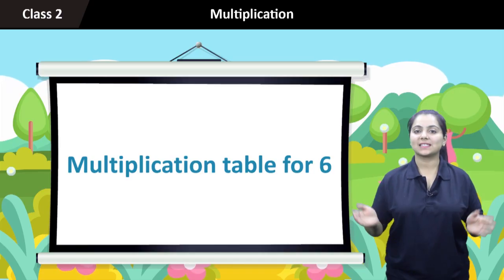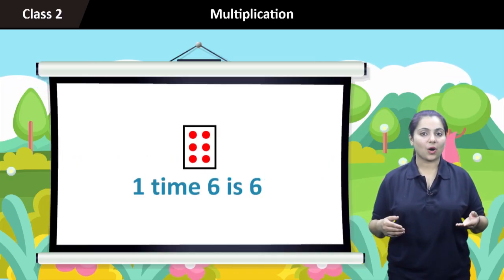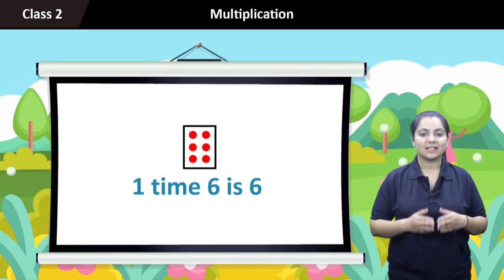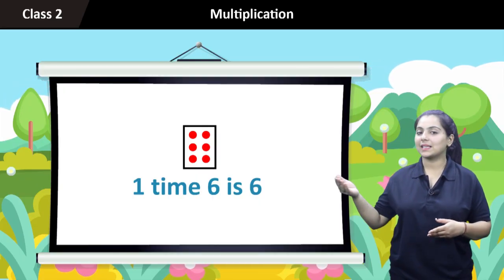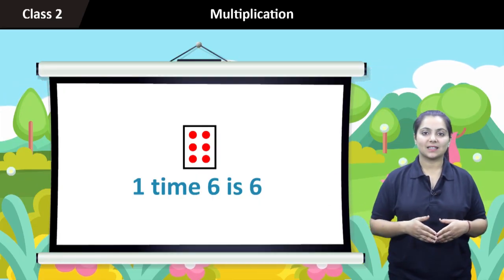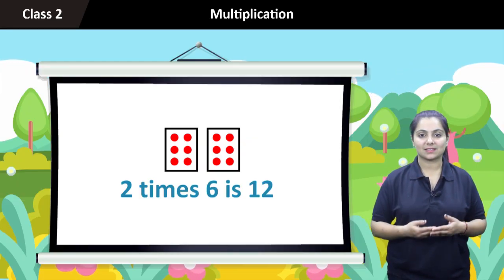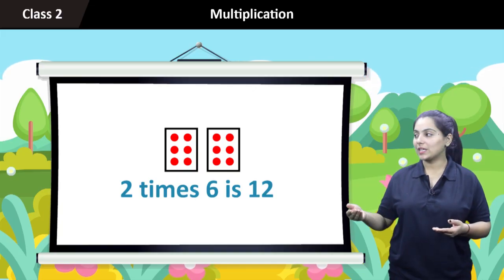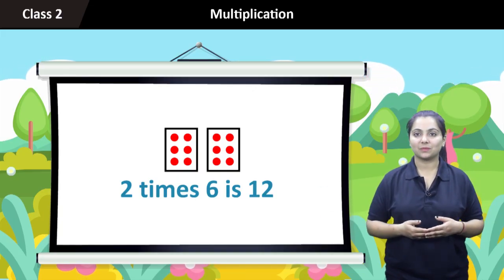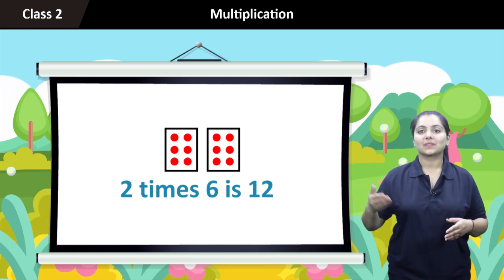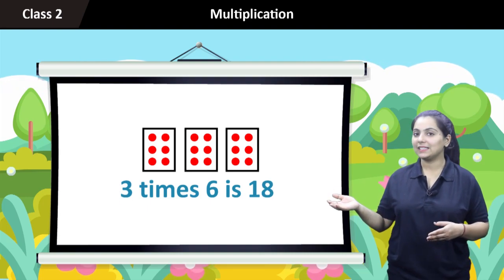Multiplication table for 6. There is one box and in this box we have 6 dots. That means 1 times 6 is 6. Now there are 2 boxes and in each box we have 6 dots. That means 2 times 6 is 12, and so on. Let's recite the table. 3 times 6 is 18.